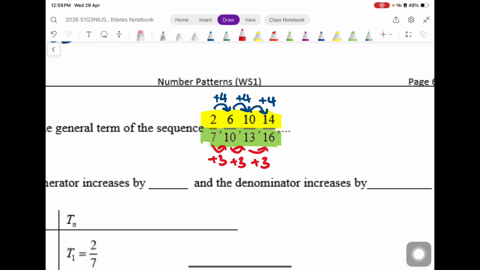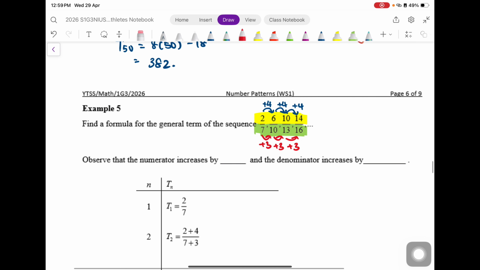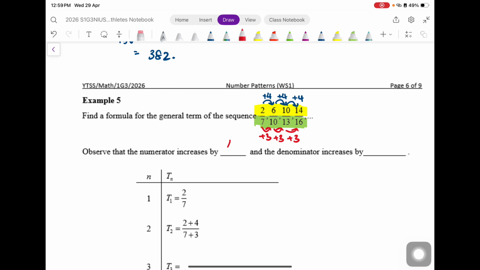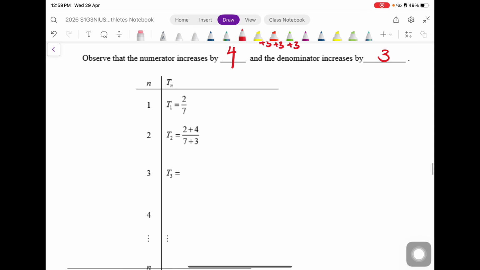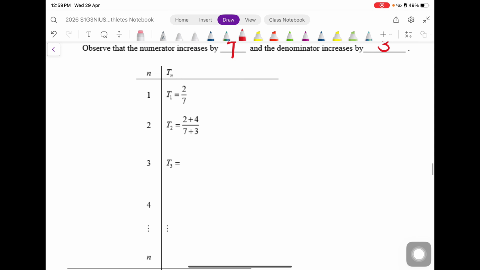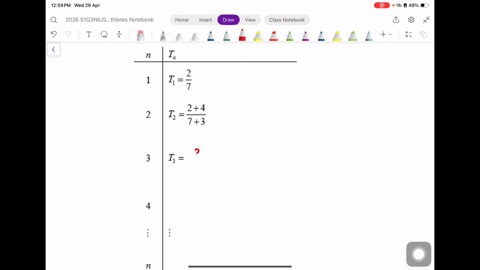So what does it mean? Okay, we can observe that the numerator increases by 4 and the denominator increases by 3. Okay, so what we're going to do is we're going to write it out this way. So the numerator is 2 plus 4 plus 4 over 7 plus 3 plus 3, because it's plus 4 from the numerator plus 3 from the denominator from the previous term. So again, if I write it out here, this will be 4 times 2, 7 plus 3 times 2.